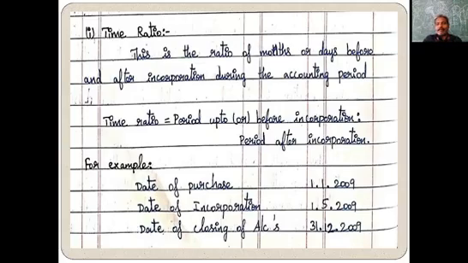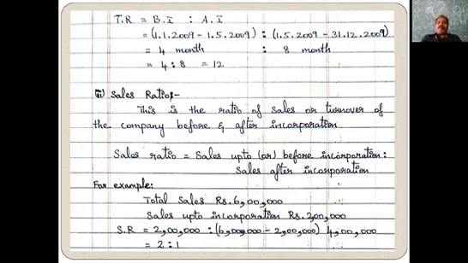That means the time ratio is 4 months to 8 months. So time ratio equals the period up to incorporation to the period after incorporation. So 1/1/2009 to 1/5/2009 is to 1/5/2009 to 31/12/2009. So 4 months is to 8 months. That means the ratio is 1 is to 2. Right? So 4 is to 8, it is converted into 1 is to 2.